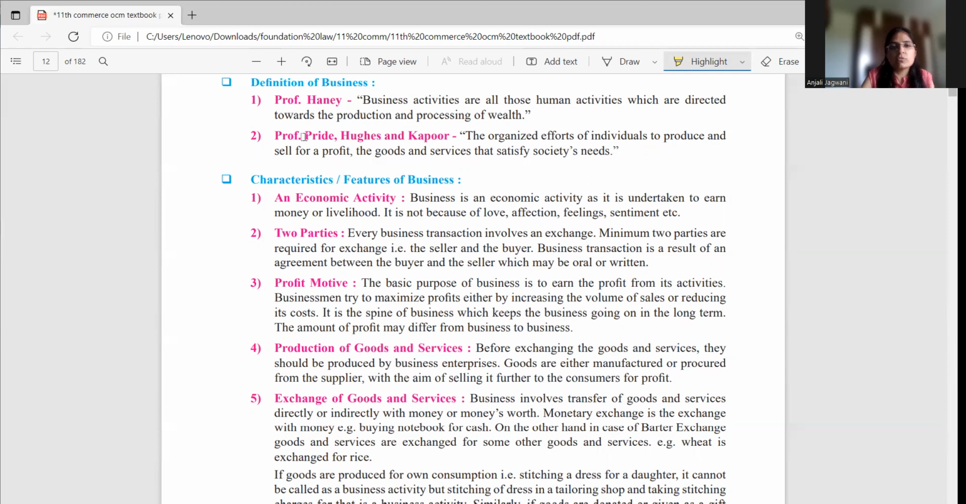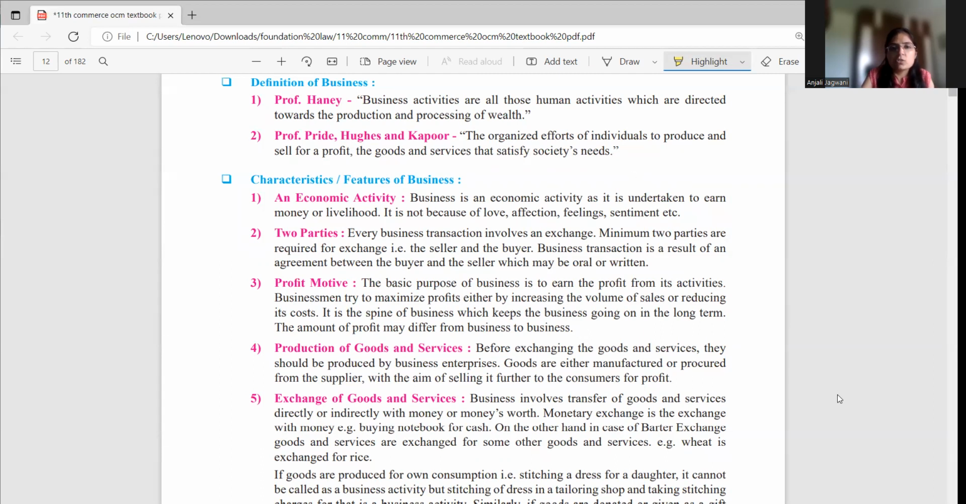Now, the second definition over here is by Professor Pride, Hughes and Kapoor: the organized efforts of individuals to produce and sell for a profit the goods and services that satisfy society's needs. Both the definitions are saying the same thing, but different terminologies are used. That is the only basic difference I can see. So once again, Professor Pride, Hughes and Kapoor have said that the organized efforts of individuals to produce and sell for a profit the goods and services that satisfy society's needs.